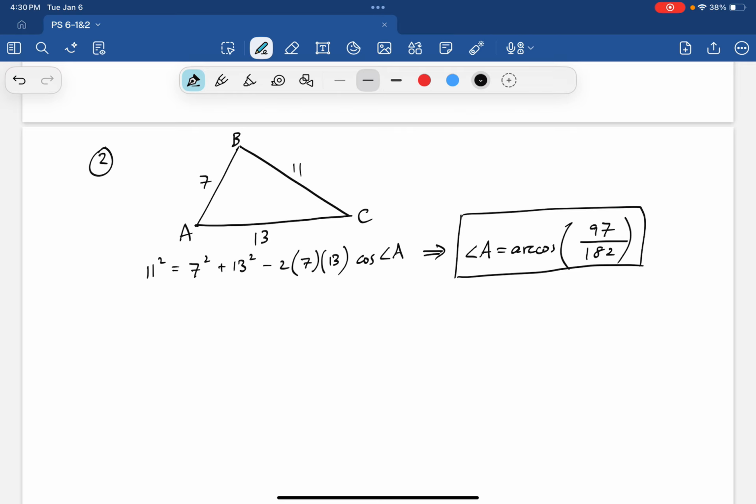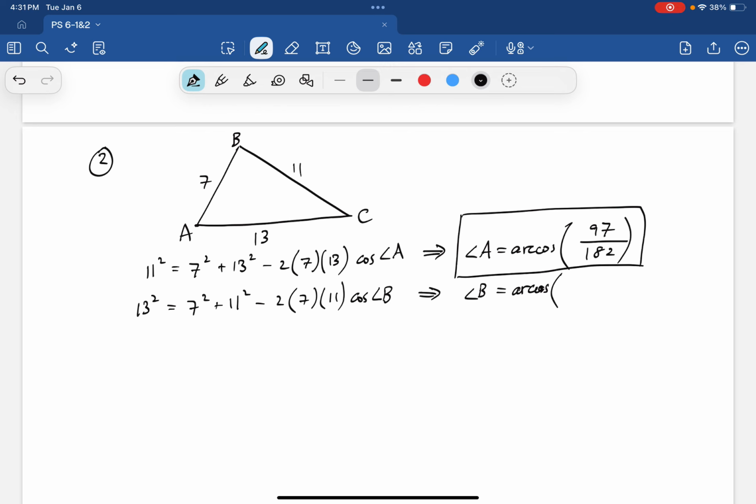Okay, next one. Let's do 7. Okay, so we're looking for angle, well, let's do it in order. Angle B. So 13 squared on the opposite side. 13 squared equals 7 squared plus 11 squared minus 2 times 7 times 11, right? Those two adjacent angles times cosine angle B.